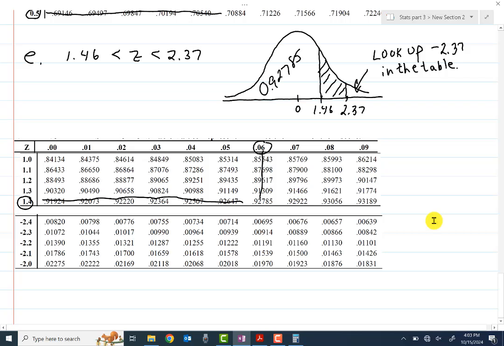All right, I've tried to situate the relevant portion of the table with the other heading so that I didn't have to put a new heading in here. So I would like to look for negative 2.37. There's 3, and there's 7. So that little piece, 0.00889.